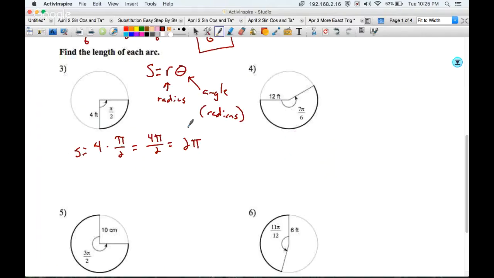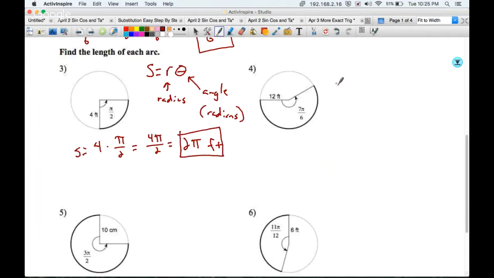But that's just a number. 2 pi is just a number around 6.3. This is a length, so it needs a unit of length. So it's 2 pi feet. I get the unit from my radius there, 2 pi feet.